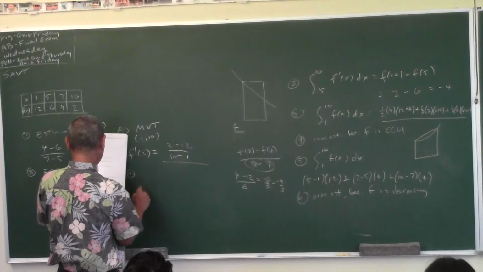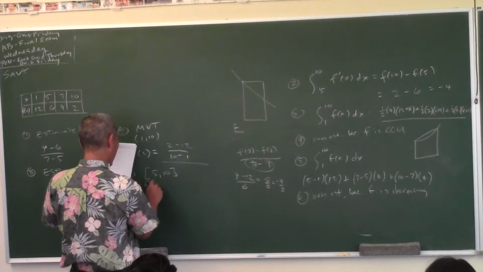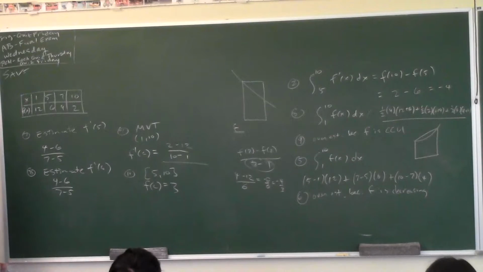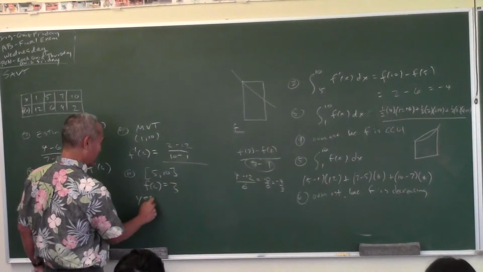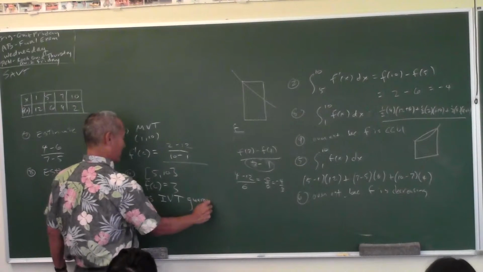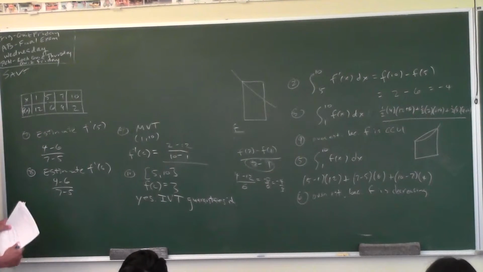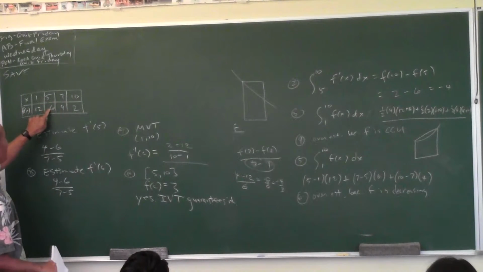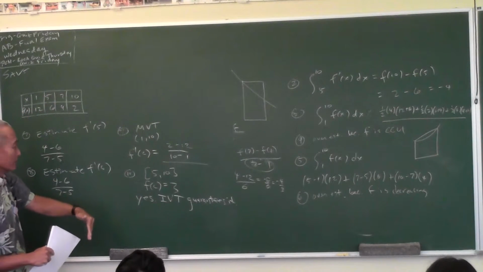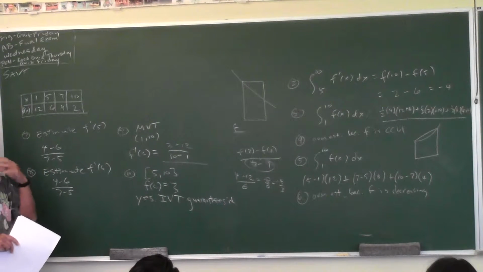Number 10, is there a value of c on the interval from 5 to 10 such that f of c is equal to 3? Yes. Explain. The intermediate value theorem guarantees it. Because from 5 to 10, the y coordinate is 6, and then it goes down to 2. So to get from 6 to 2, don't you have to hit 3 somewhere in between? That's the intermediate value theorem. Hey, we got 9 out of 10.